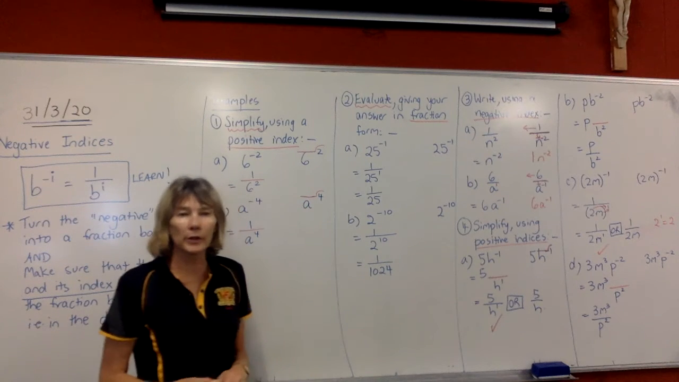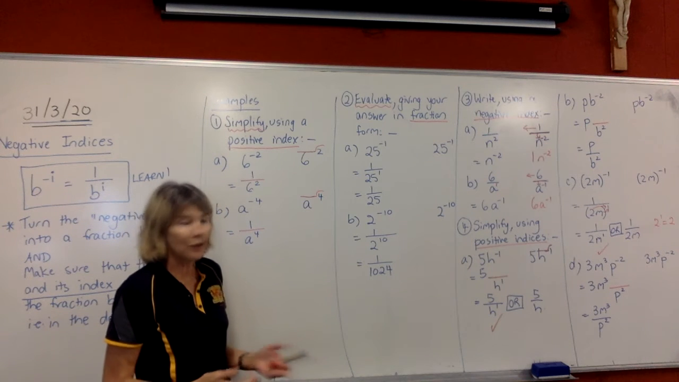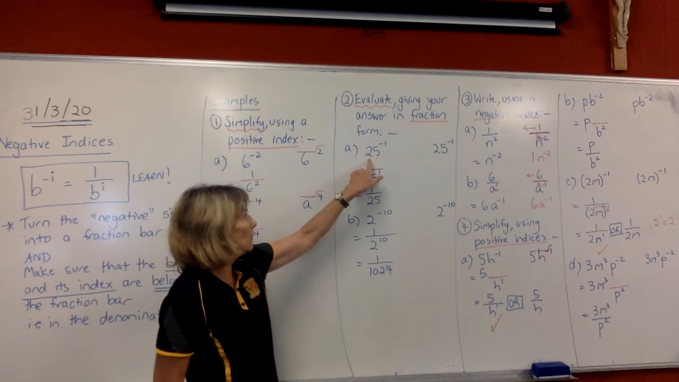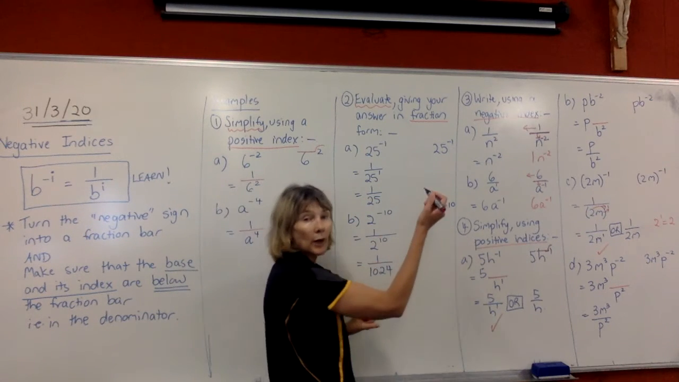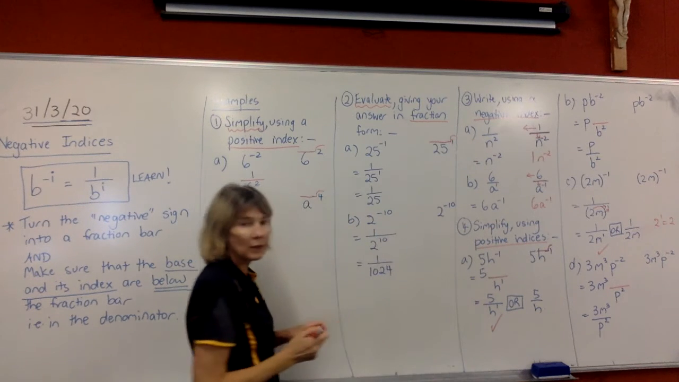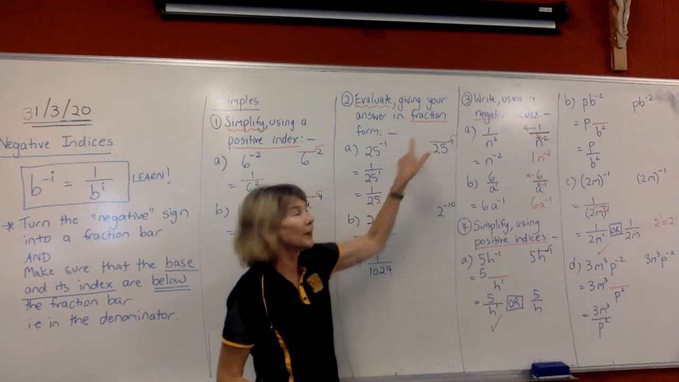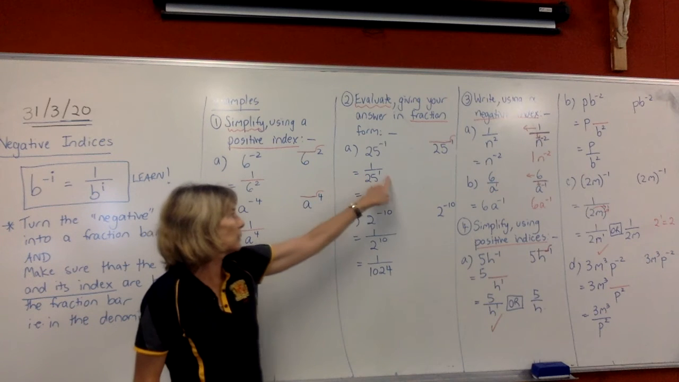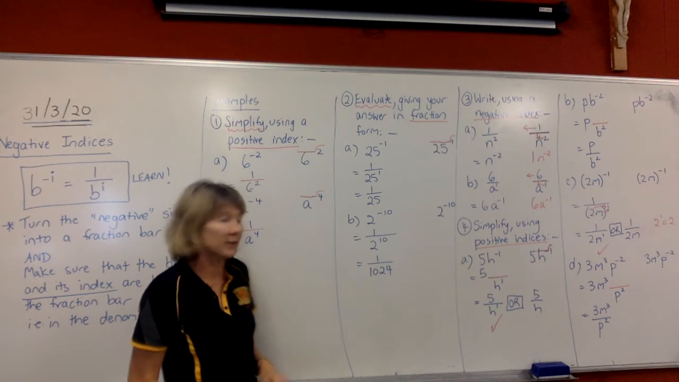Right, the next type of question, they've asked you to evaluate, which means give a number answer, giving your answer in fraction form. So we're going to keep going with this one right down to just getting a fraction. We've got 25 to the power of minus 1. Let's write it over here and have a look. We're going to go over the top of the minus sign with the red pen and make sure everything falls below it. So the 25 to the 1 is below it. There's nothing up here, and we write a 1 up there. The only thing you have to do now is do 25 to the power of 1, which is 25. So we're left with 1 over 25 as our fraction answer.